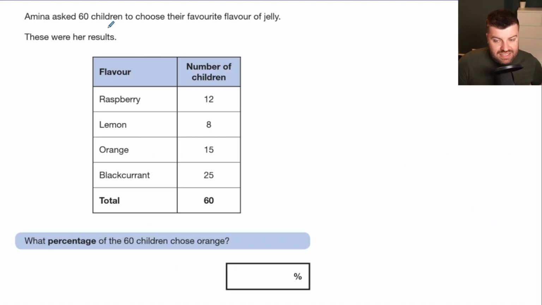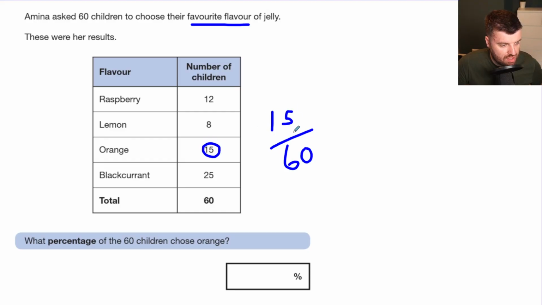Next up, Amina asked 60 children to choose their favorite flavor of jelly. Why can't I say favorite flavor? Favorite flavor of jelly. These were the results. What percentage of the 60 children chose orange? Well, there were 60 in total, so we're going to start with a fraction. If it was out of 100, this question would be easy, but of course, no. 15 out of 60 chose orange. Now, I need to somehow convert this into a fraction out of 100 to make a percentage.